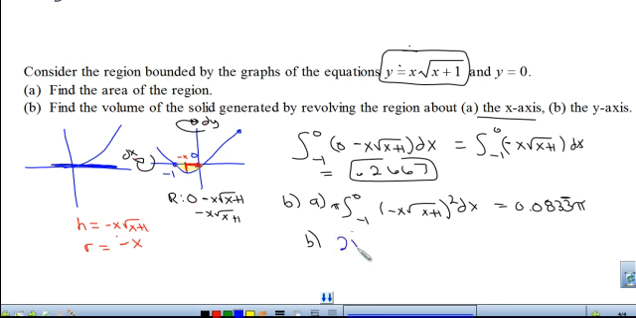So I'm going to have 2 pi from -1 to 0 of -x square root of x plus 1 times -x dx. And that ends up being 0.30476.